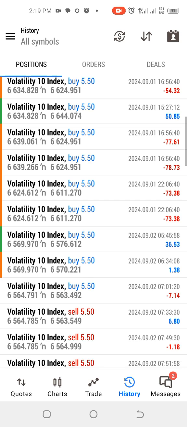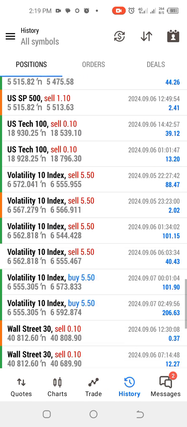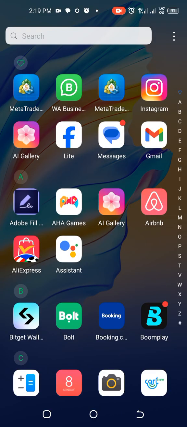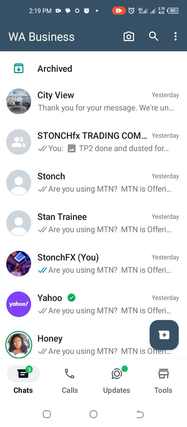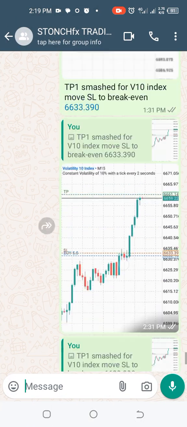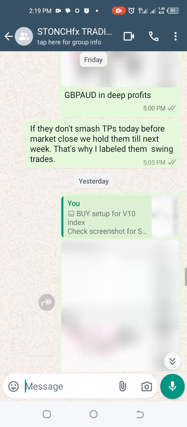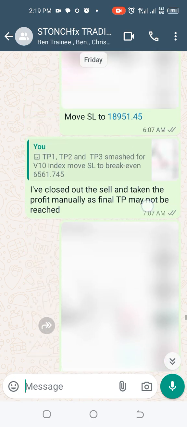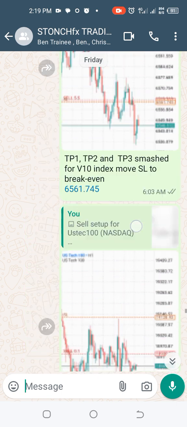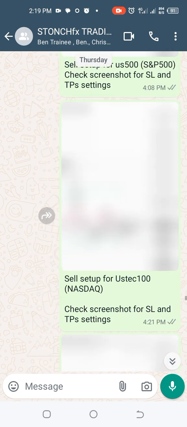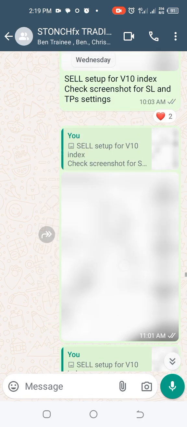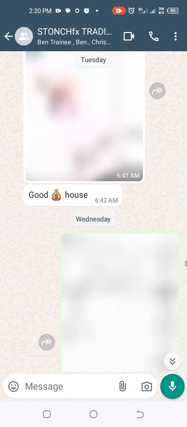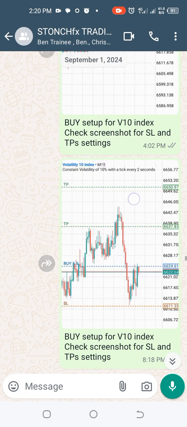And interestingly, I did not trade alone. All of my trading activities, I share them with my signal room. This is my signal room. Every trade I take, I share with these members of my signal room.